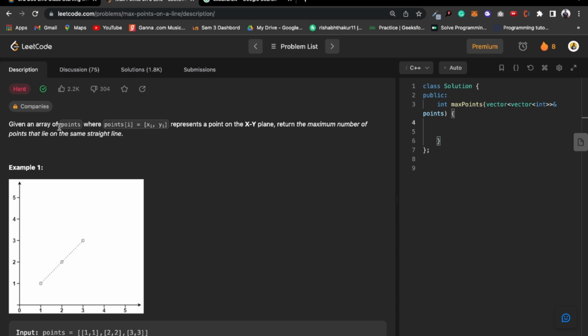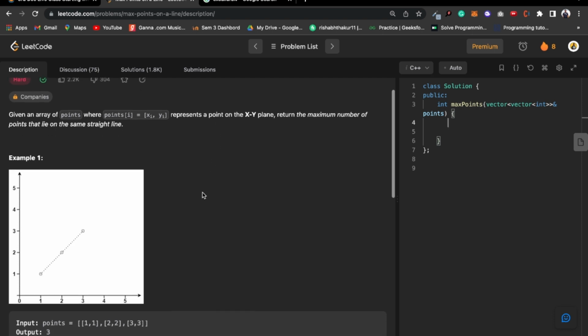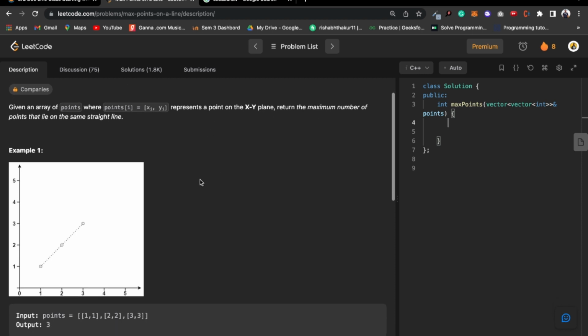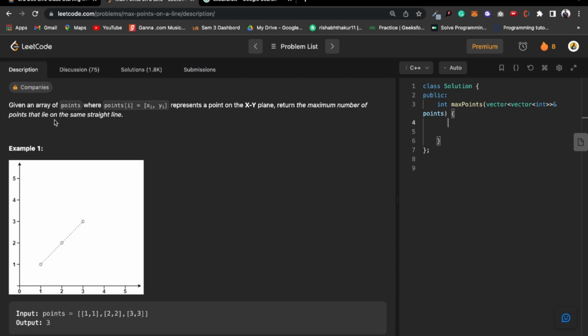Given an array of points where points[i] equals [xi, yi]. So simply they have given you a 2D vector, which represents the xy plane. Return the maximum number of points that lie on the same straight line.